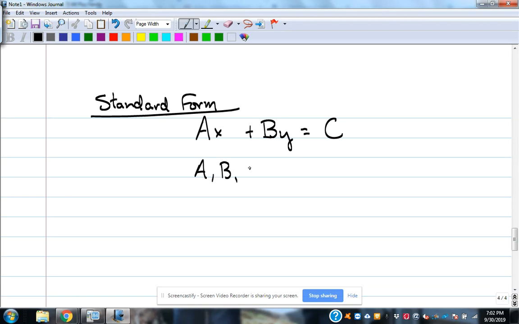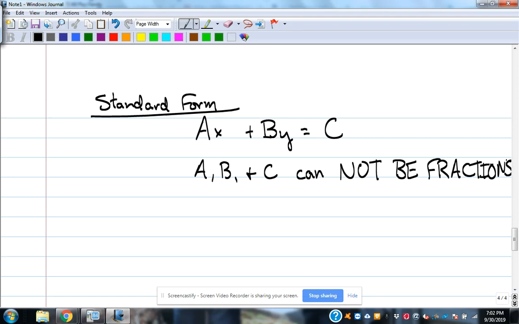There are some rules to standard form. A, B, and C cannot be fractions. No fractions in A, B, and C. So when you get the standard form, there can't be a decimal, there can't be a fraction. Standard form does not have those in it. They're integer only.